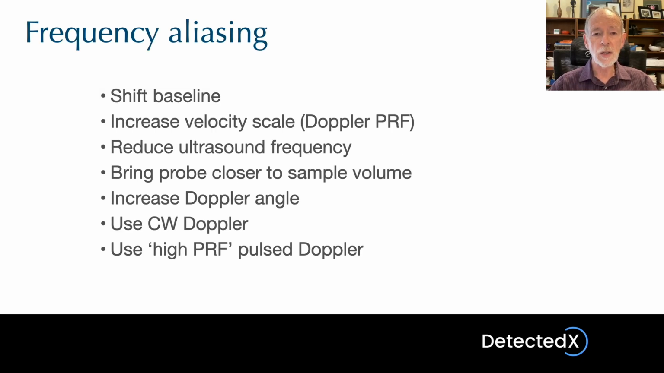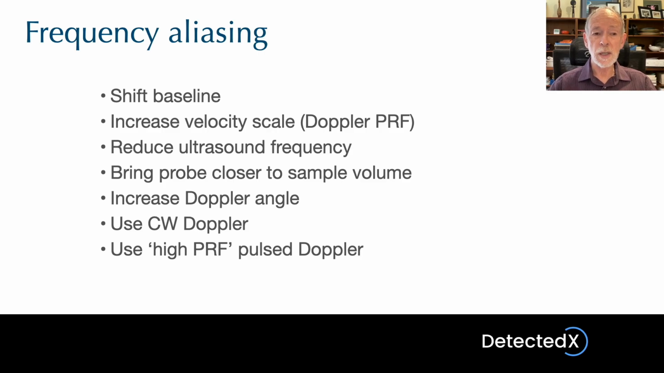The second thing that we can try is to increase the velocity scale. So we can shift the baseline. If that's not enough, we increase the velocity scale. And in fact, it's normal, good practice to do both of those things to optimize the display of the Doppler signal. Another thing we can do, which is probably less obvious, is to reduce the ultrasound frequency.